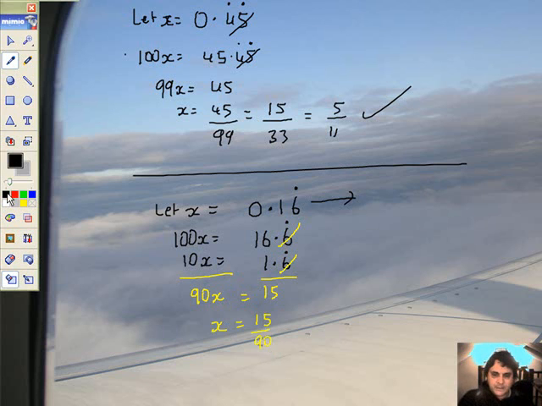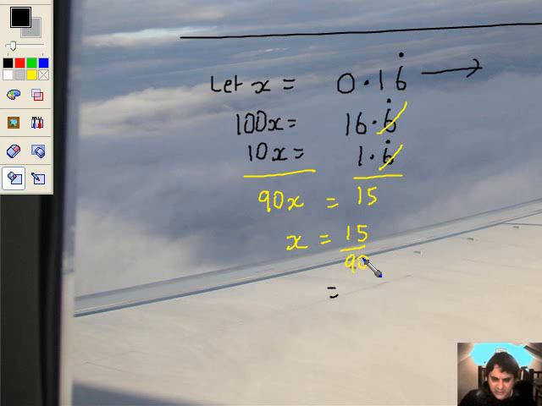Let's go to black now. I can simplify that further. 3 lives in there 5 times. 3 lives in there 30 times. I'm sure I can go further with that one. 1/6. Yes, that is lovely. Put a little yellow box around that one.